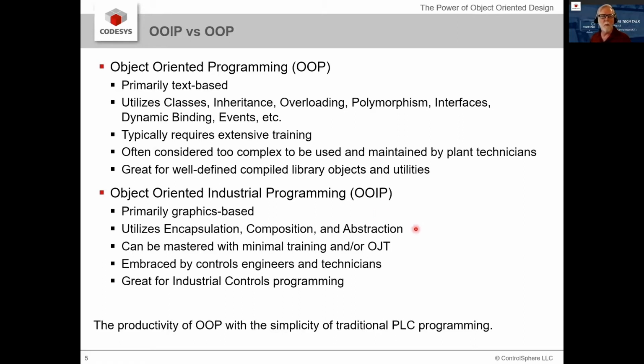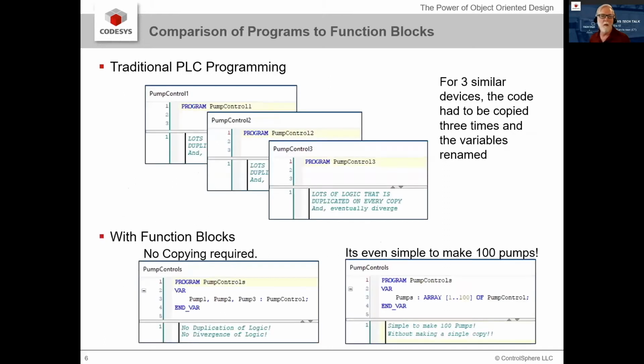Object-oriented industrial programming only uses a subset of object-oriented programming. It only uses encapsulation, composition, and abstraction, and we'll talk about all three of those in a few minutes. Because we only use this simple subset, it's very easy to master, very easy to understand, and can be learned with on-the-job training. It doesn't require university training. Everyone I know who has tried it embraces it and loves it. Basically, it gives you the productivity of object-oriented programming without all the complexity. We'll talk about that in much more detail.